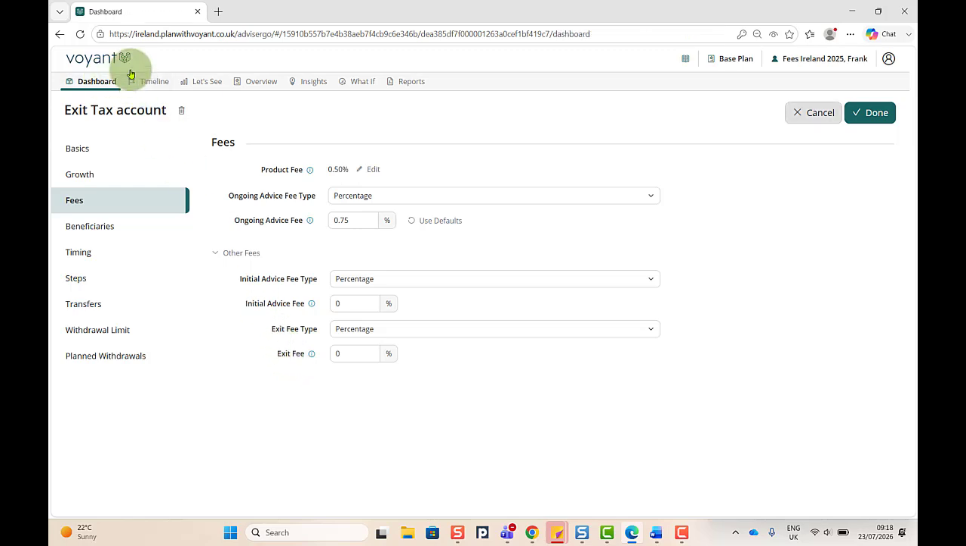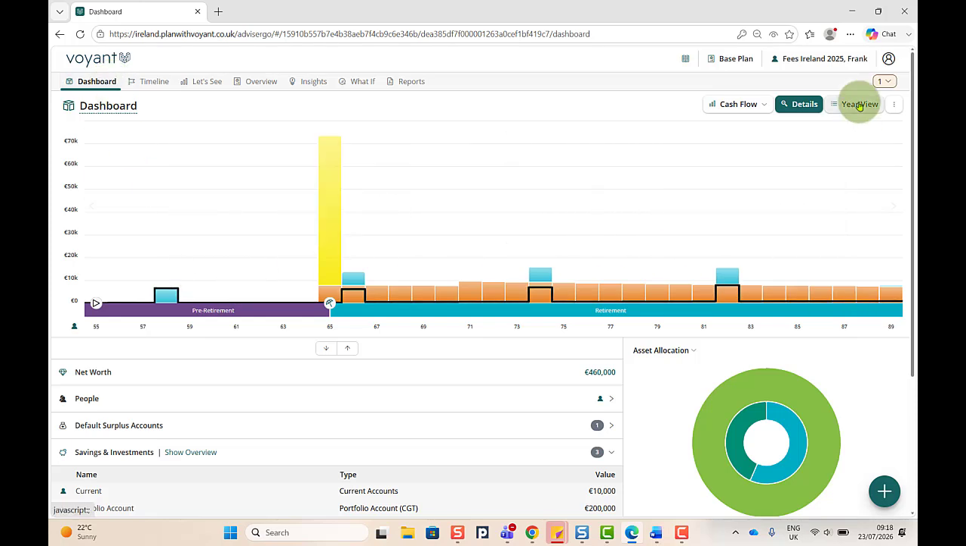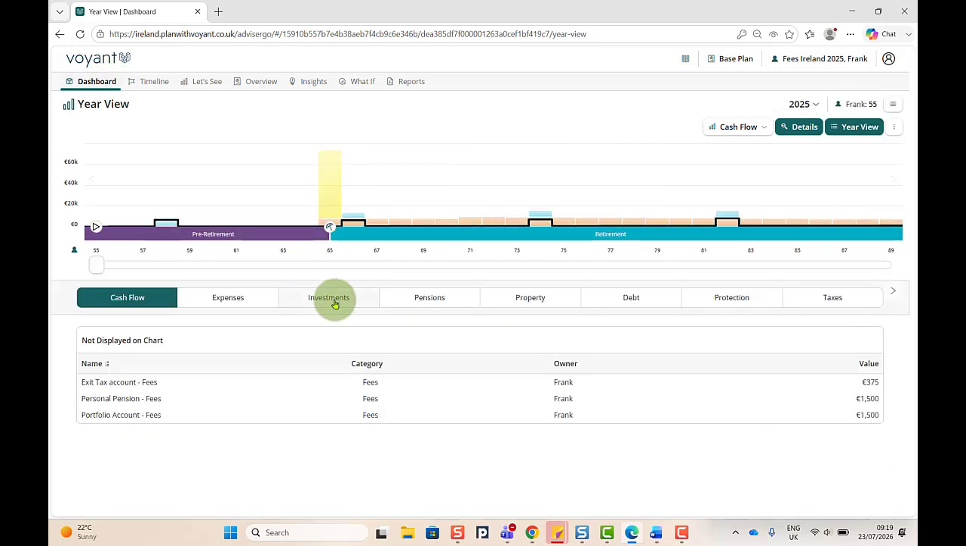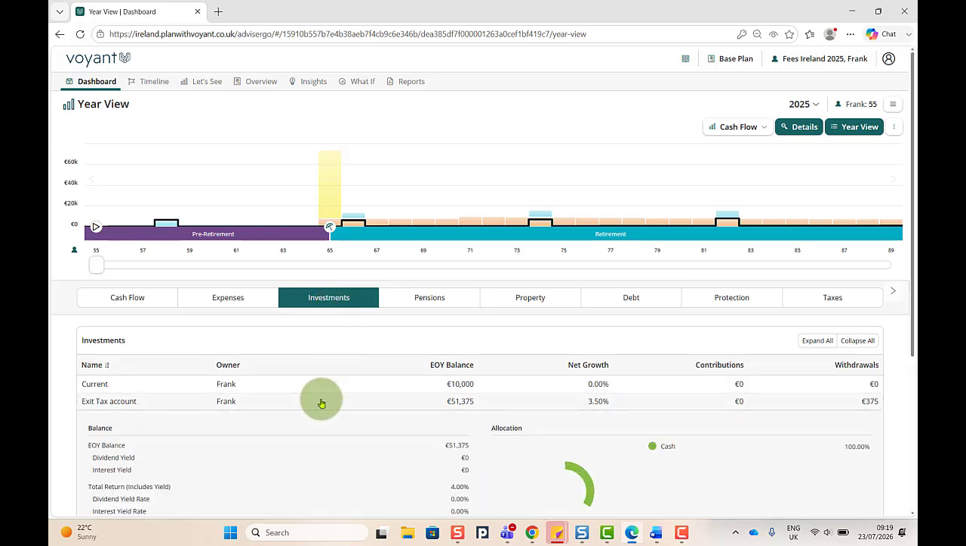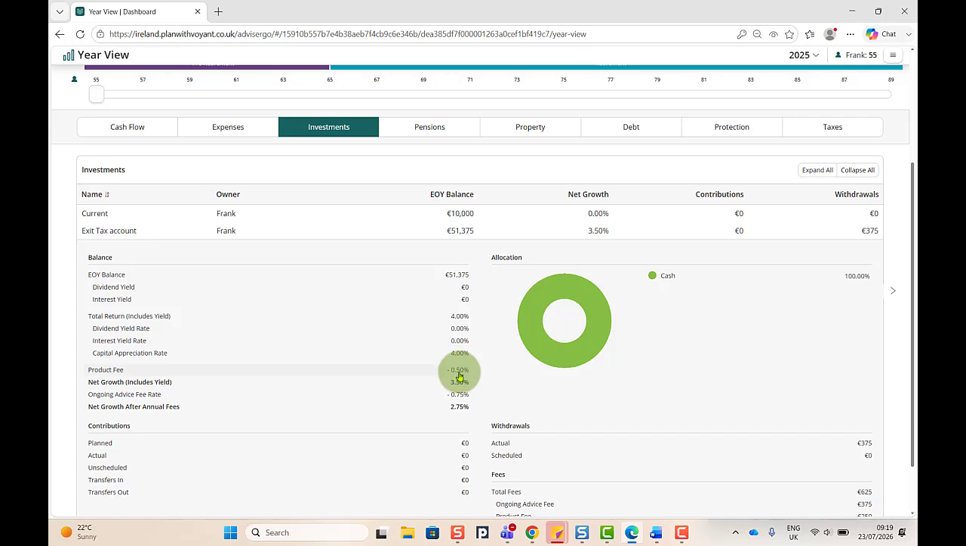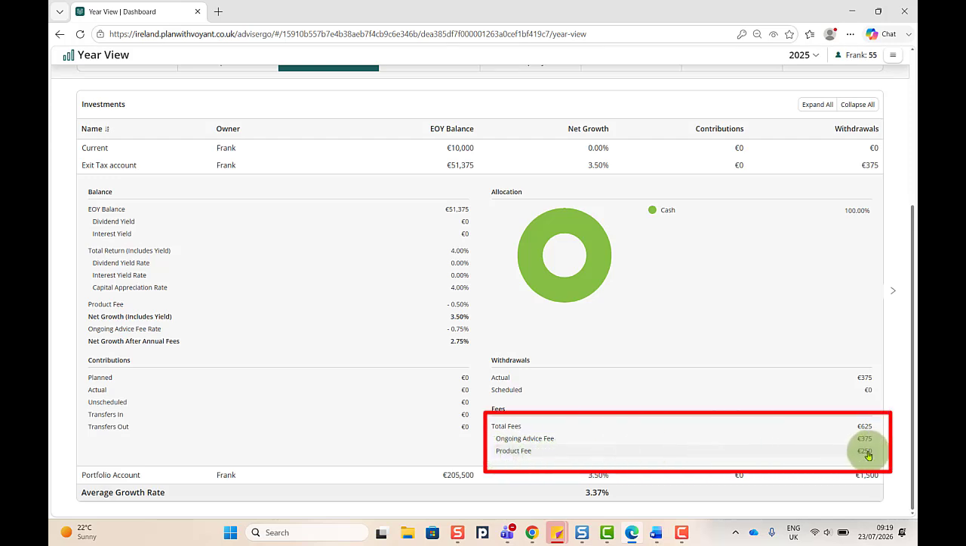Now I'm going to go back to the chart and the year view. I'm going to go to the investments, and I'm going to look first of all at this exit tax account. So we can see the net growth here of 3.5%, which is the growth rate less the product fee. Now we've got a section down here called fees, and we can see the monetary amount of that product fee, but this really is information only.